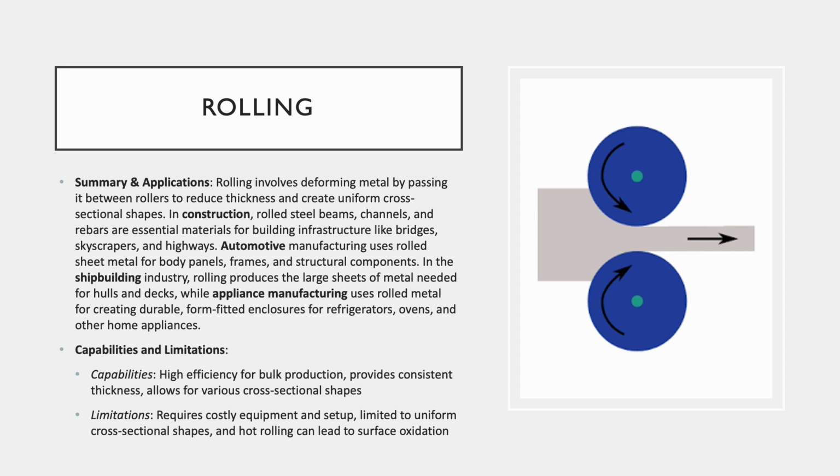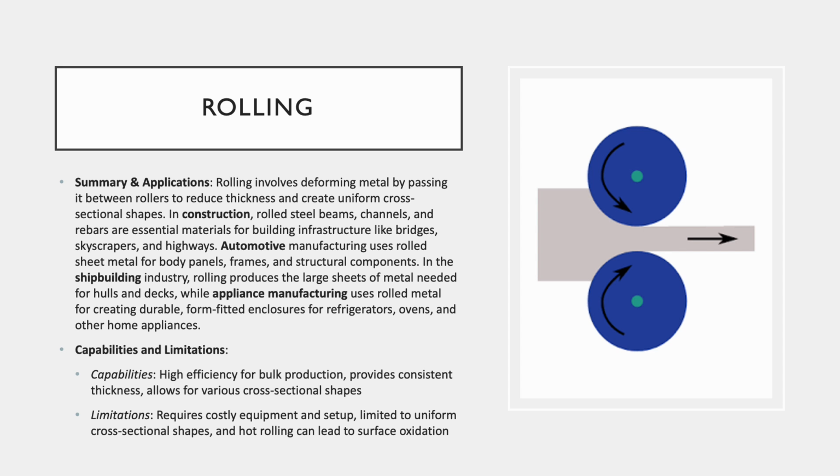Rolling involves deforming metal by passing it between rollers to reduce thickness and create uniform cross-sectional shapes. In construction, rolled steel beams, channels, and rebars are essential materials for building infrastructure like bridges, skyscrapers, and highways. Automotive manufacturing uses rolled sheet metal for body panels, frames, and structural components. Even in shipbuilding, rolling produces large sheets of metal needed for hulls and decks, while appliance manufacturing uses rolled metal for creating durable, form-fitted enclosures for refrigerators, ovens, and other home appliances.